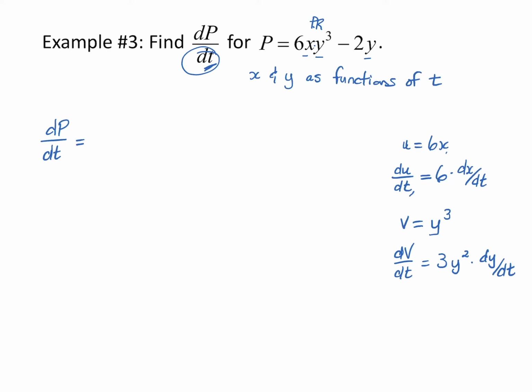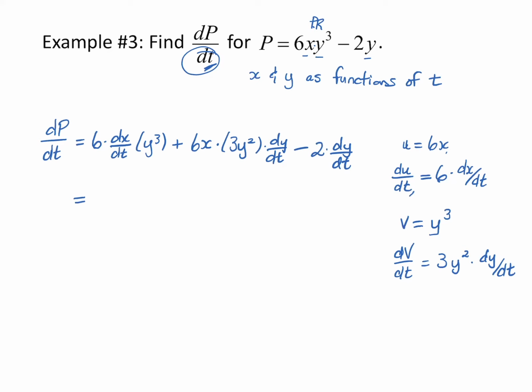So now that we have our two functions and their derivatives, we can go to the product rule. So the product rule says that the derivative is going to be the derivative of the first, so 6 times dx by dt, times the second, so times y cubed, plus the first, 6x, times the derivative of the second, which in this case was 3y squared, times dy by dt, minus, so that's the product rule part, then minus 2 times the derivative of y with respect to t.